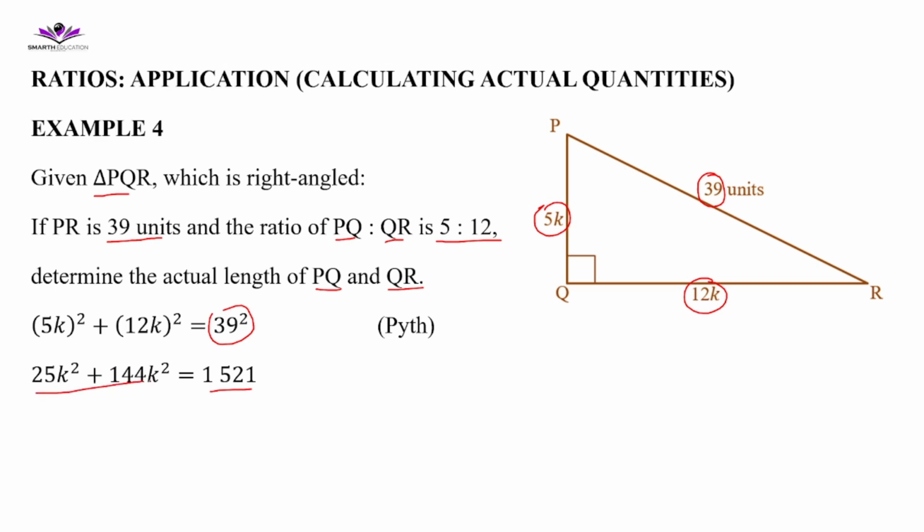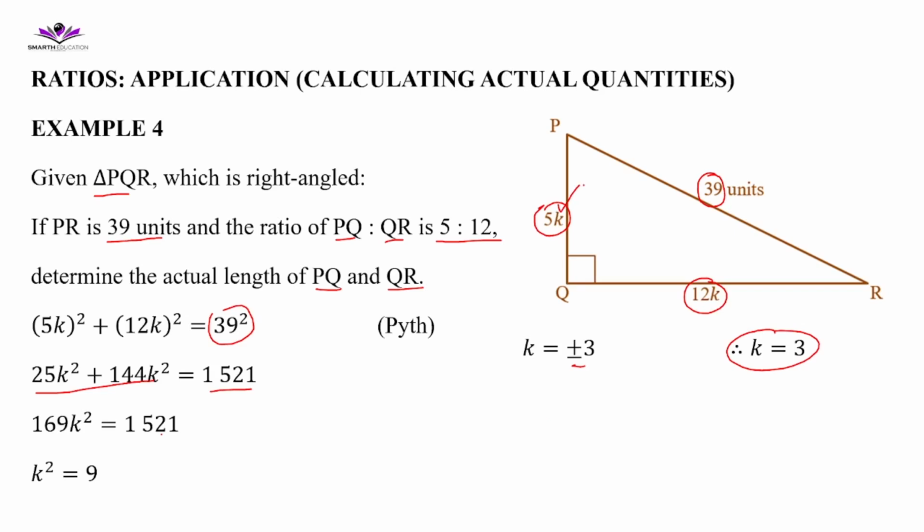Right, these are like terms, we can add them, so it becomes 169k squared is equal to 1521. Divide by 169 on both sides of the equation, we get that k squared is equal to 9. We can square root both sides here, we get that k is equal to positive or negative 3. The applicable one is k is equal to 3. We discard k is equal to negative 3.